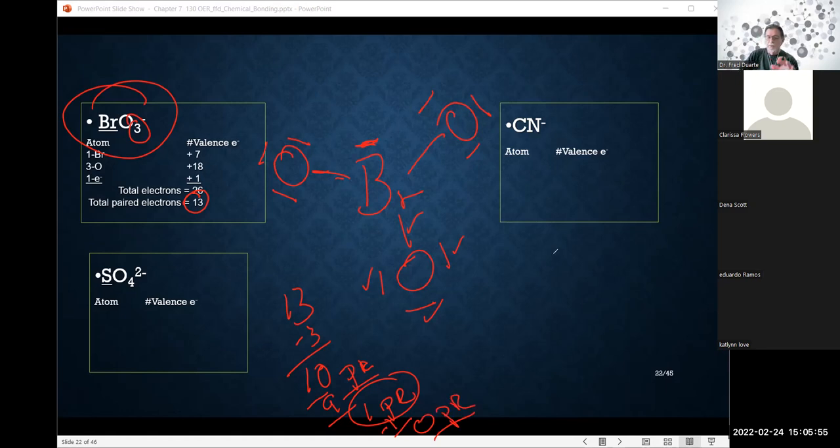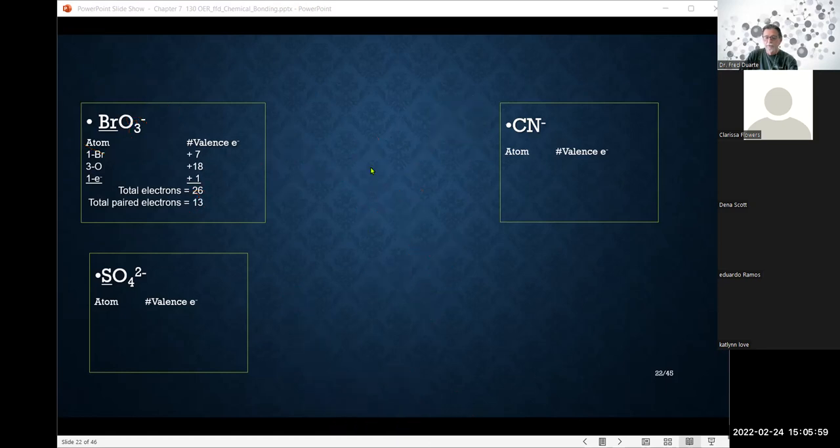And so now we go back and double check. Let me clear this up a little bit, it got a little messy there. And so we had the bromine, 1, 2, 3, and, oh.